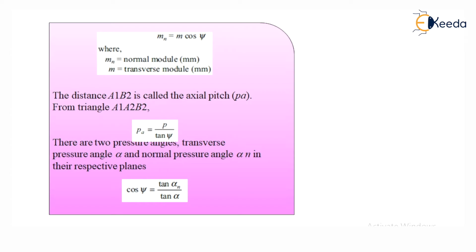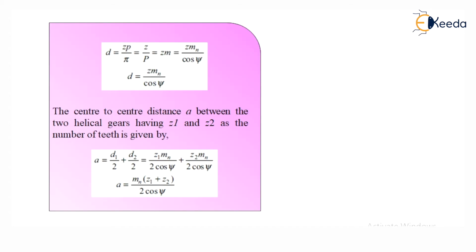There are two pressure angles, transverse pressure angle alpha and normal pressure angle alpha n in their respective planes. It can be proved that they are related with the following expression, that is cos psi is equal to tan alpha n divided by tan alpha. The normal pressure angle is usually 20 degree.